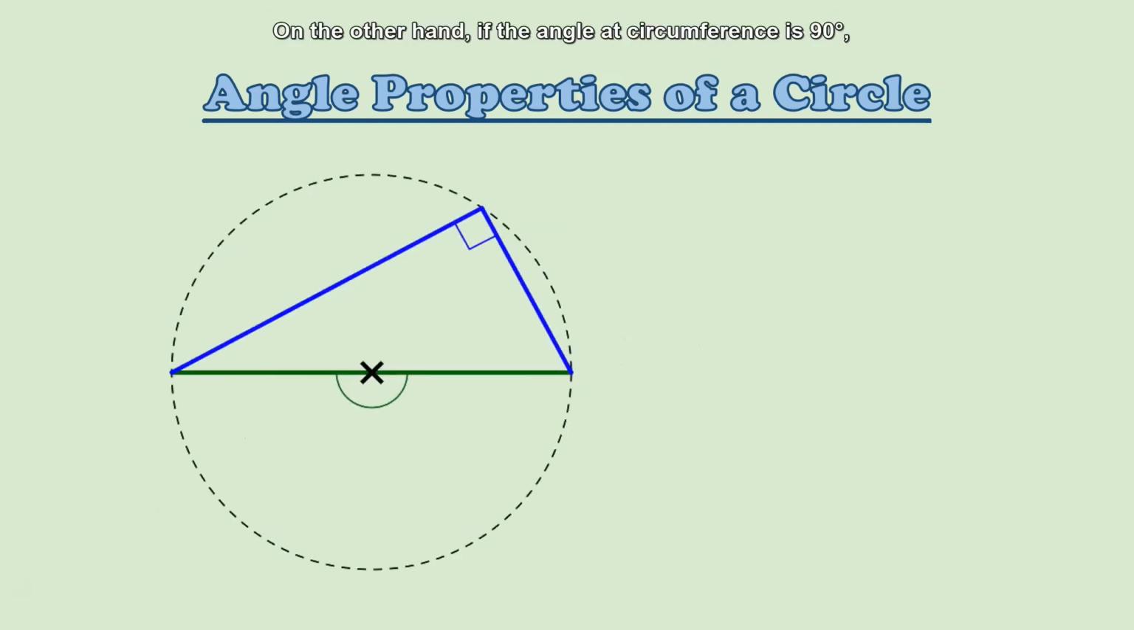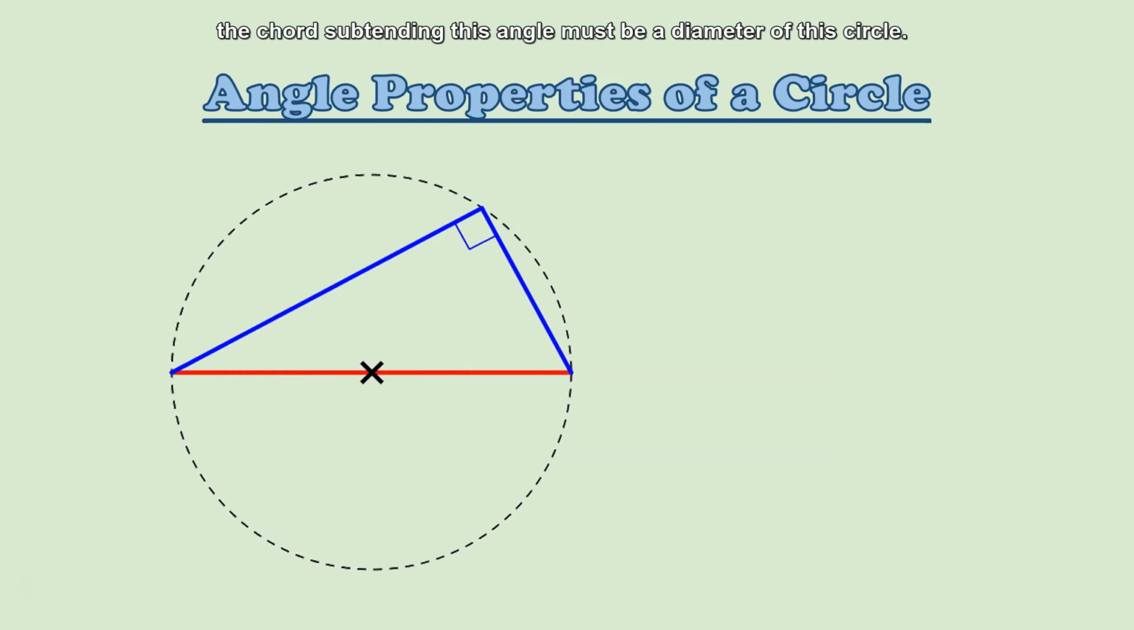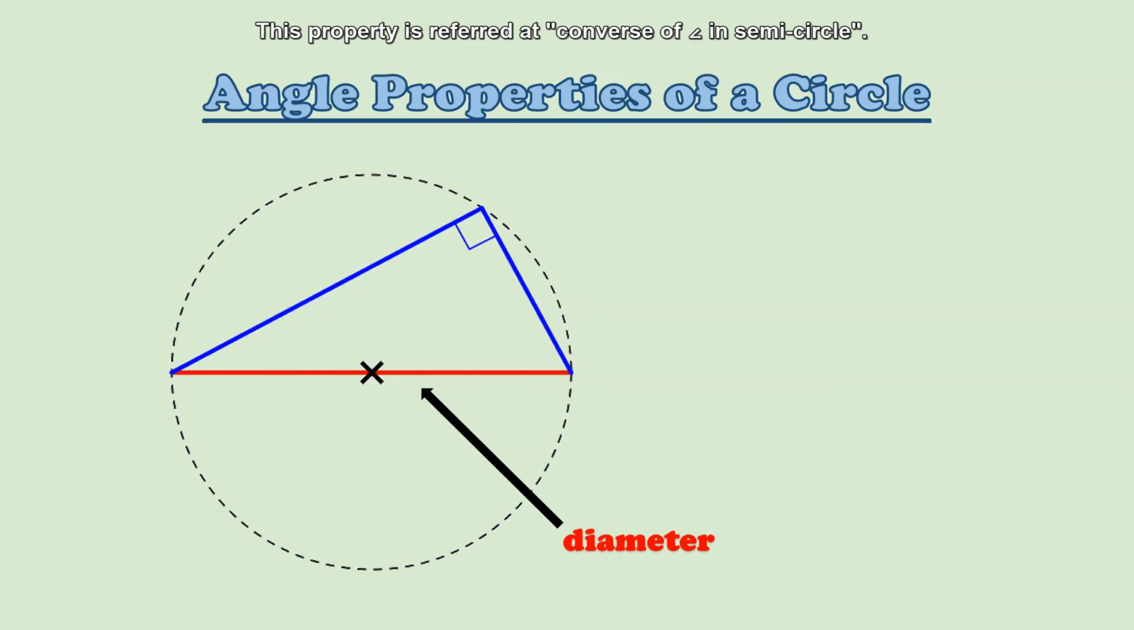On the other hand, if the angle at circumference is 90 degrees, that means the angle at center must be 2 times 90 degrees, which is 180 degrees. That means when the angle at circumference is 90 degrees, the chord subtending this angle must be a diameter of this circle. This property is referred as converse of angle in semicircle.